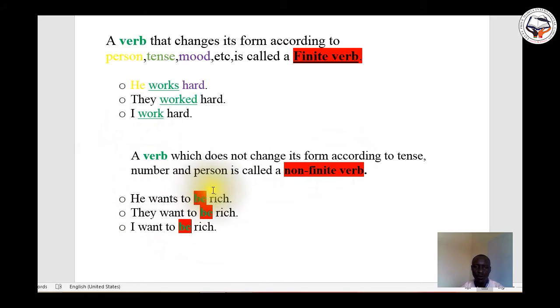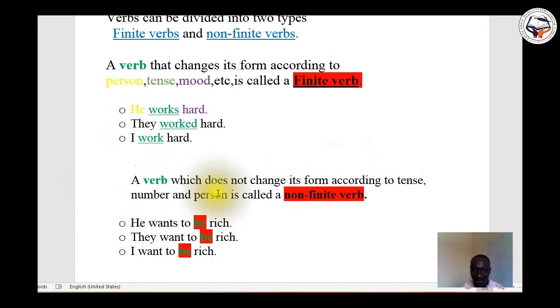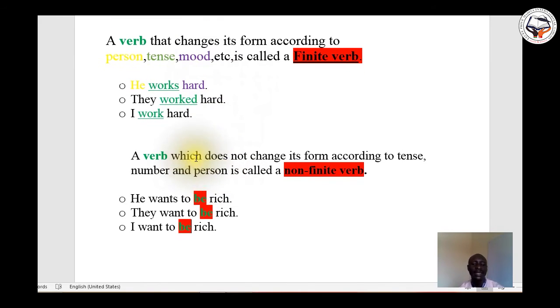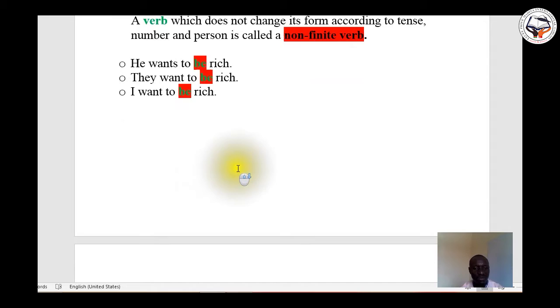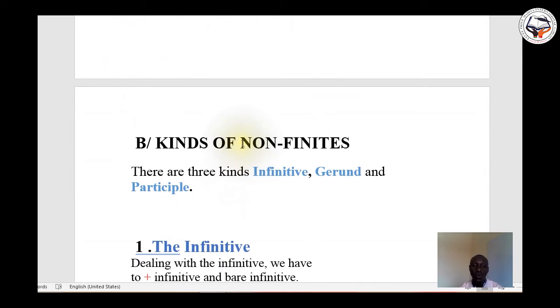So we have two kinds of verbs, finite verb and non-finite verb. The finite verb is a verb that changes its form according to person, tense, and mood, and the non-finite verb is a verb which does not change its form according to tense, number, and person. Very simple. Let's go ahead with the different kinds of non-finite verbs.